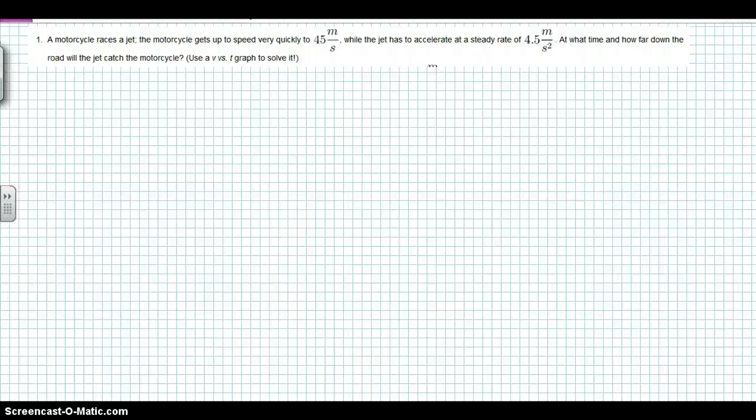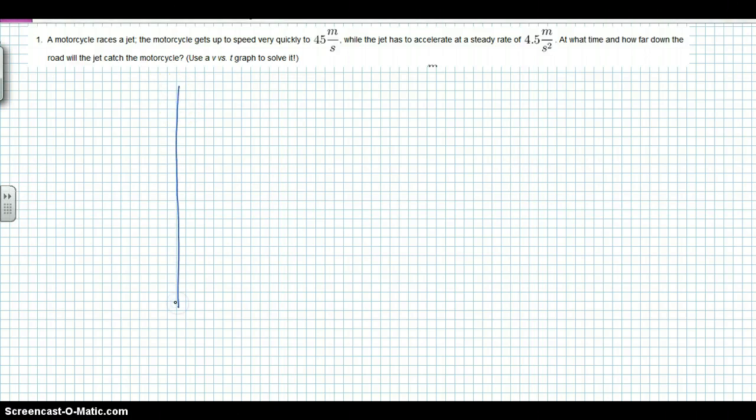Okay, we're going to work on our first CAPM problem here using graphical solving. So we have a motorcycle racing a jet. We're going to approximate that the motorcycle is pretty much at CAPM because it accelerates up to that speed much more quickly than the jet does, while the jet increases its speed at a rate of 4.5 meters per second squared from rest. So we want to know how far down the road and at what time the jet will catch the motorcycle.